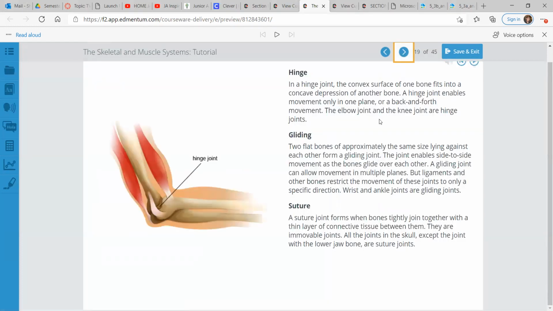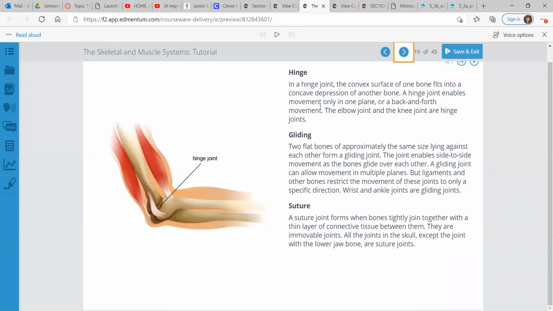A hinge joint, that is, the convex surface of one bone fits into a concave depression of another bone. A hinge joint enables movement only in one plane, or back and forth movement. Think of your elbow joint and your knee joint. They can bend one way, but they don't bend in the opposite direction. It's more like a door. You can open most doors one way, but not the other.